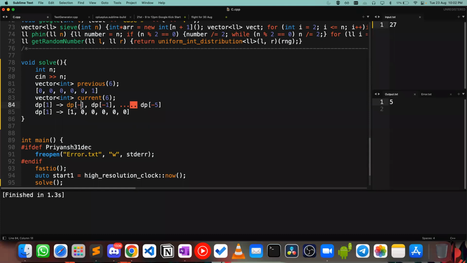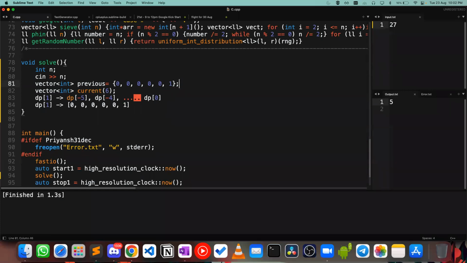So if I were to write it like this, it is dp of -5, dp of -4, so on up till dp of 0. So it depends upon these states. So can I say that my previous is nothing but 5 zeros and 1 one? Is this previous thing correct or not? Yes or no? It's correct, right?